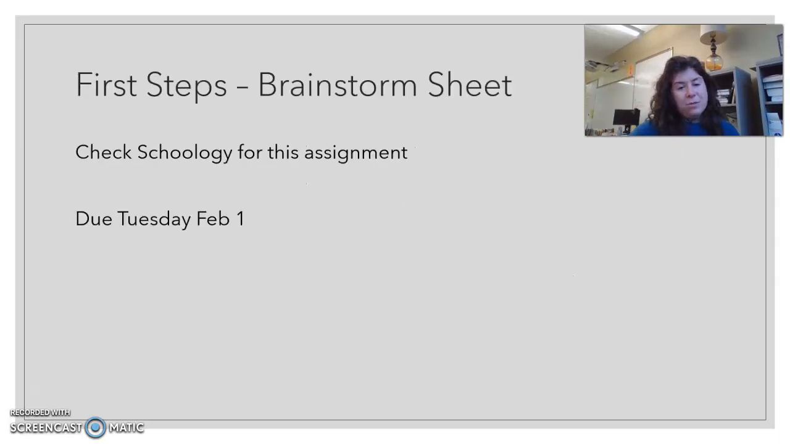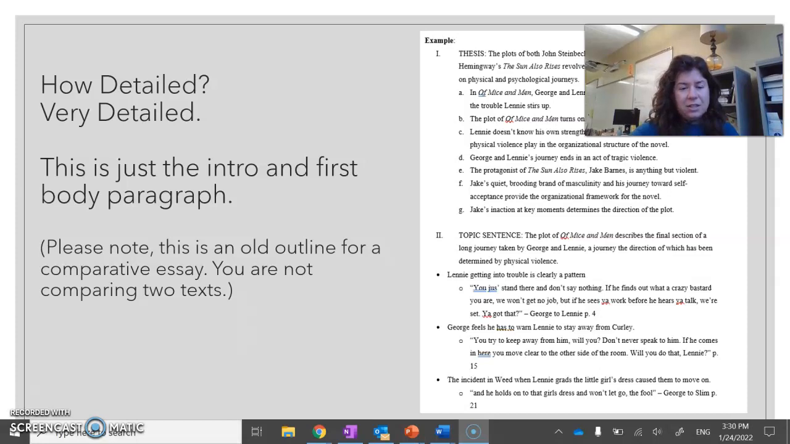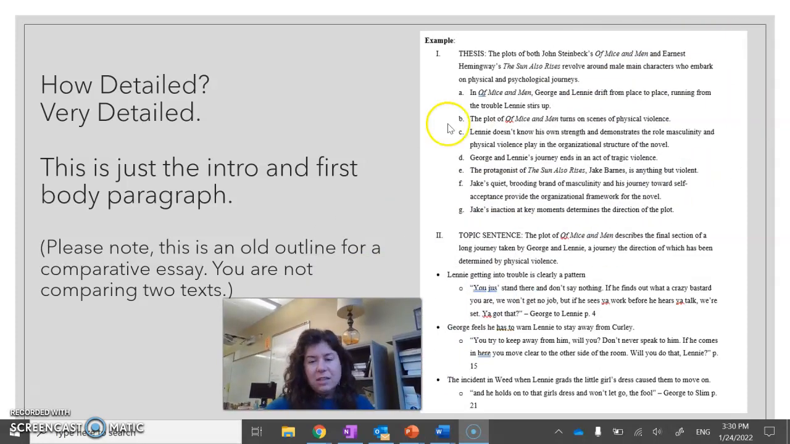Okay, the first step is the brainstorm sheet, and there's more information on Schoology that I'll go over live and in person. This is due tomorrow. And then the last thing on this is the detailed outline. The answer is really detailed. This is just the first couple of pages of a very detailed outline. I want to point out that it's written in sentences. I also want to point out that this is just the intro and the first body paragraph.